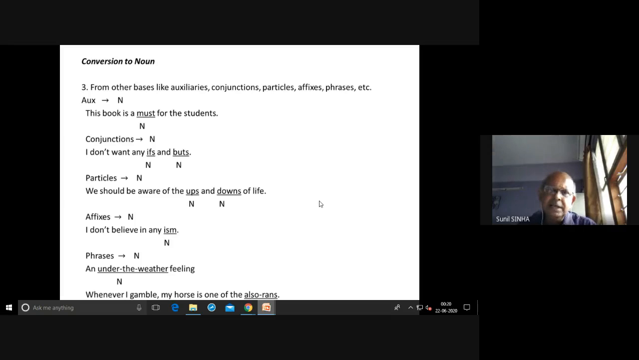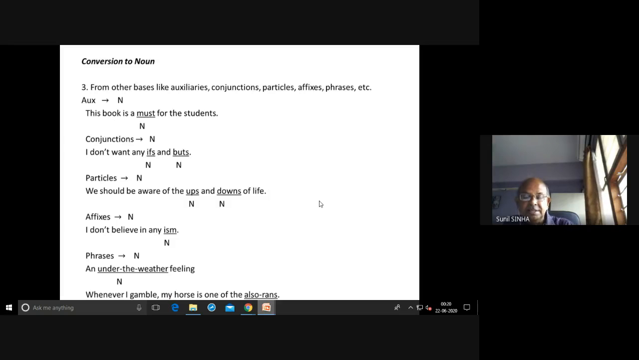Particles. By particles we mean preposition or adverbs. Now, a noun can be derived from a preposition or an adverb. Like we can say we should be aware of the ups and downs of life. We have seen so many ups and downs of life. Now, up and down, both are prepositions or adverbs. So, we have derived a noun from a preposition.